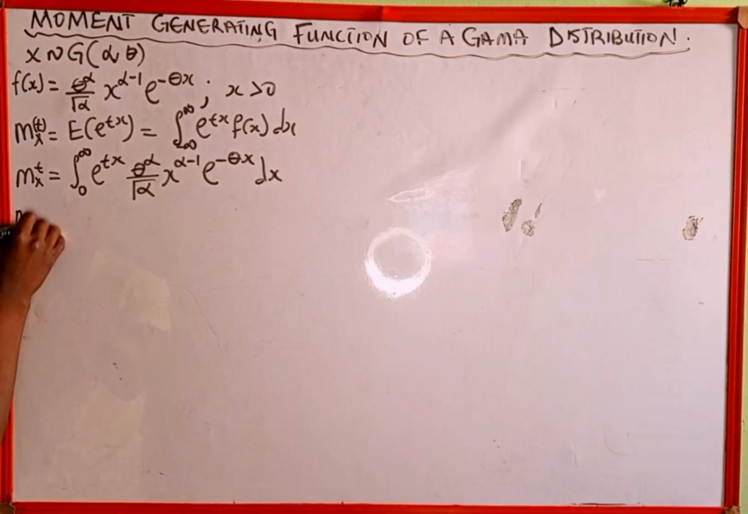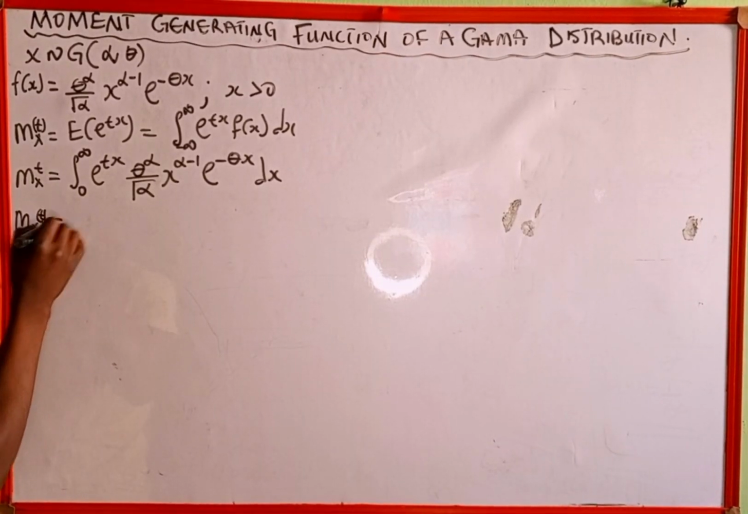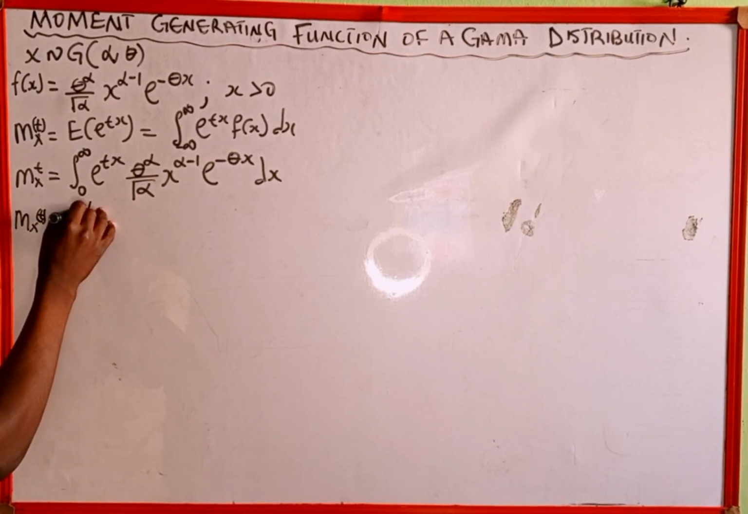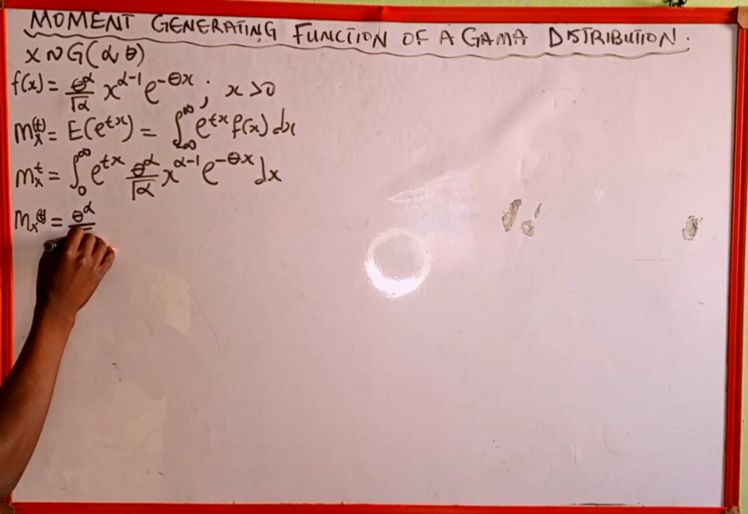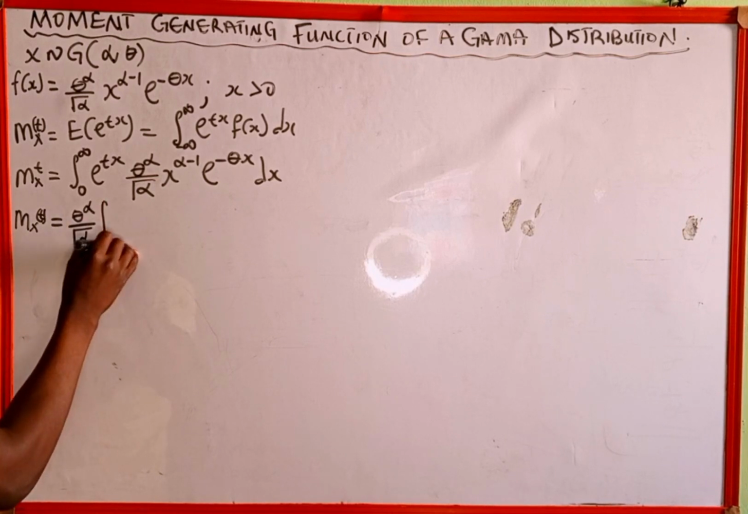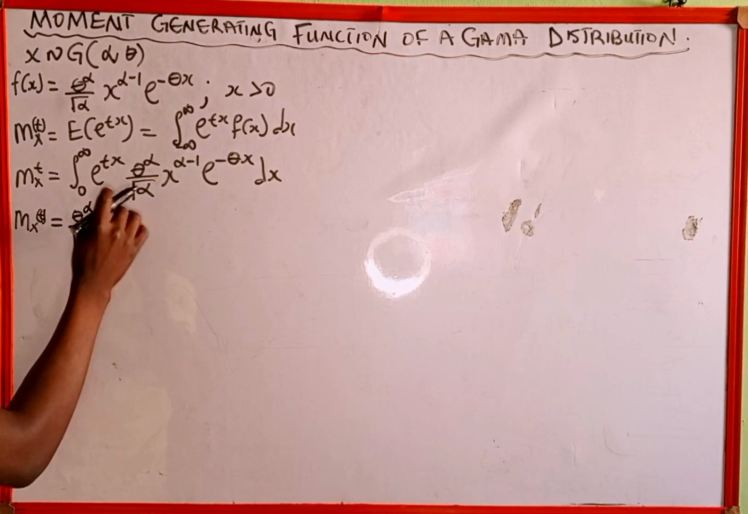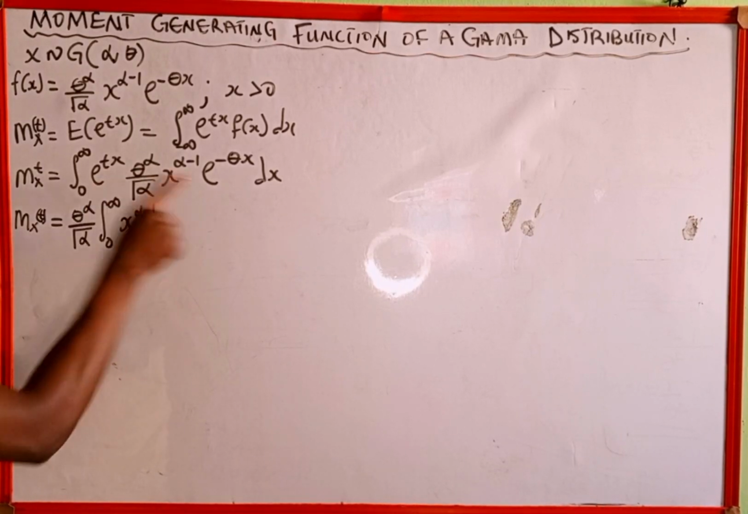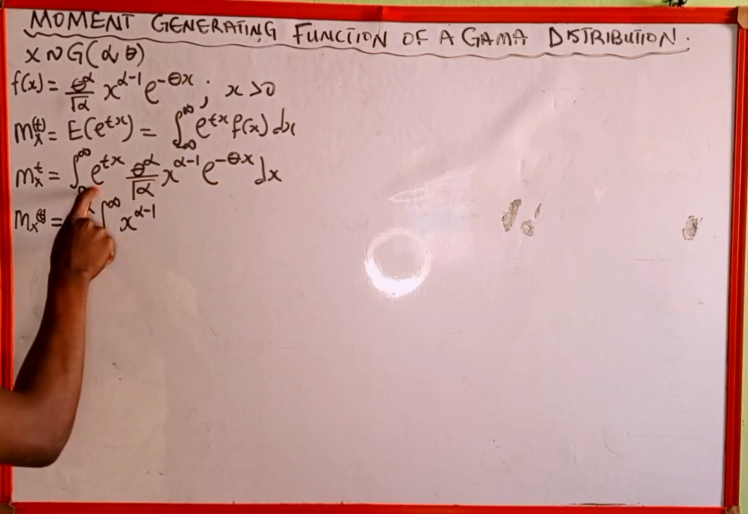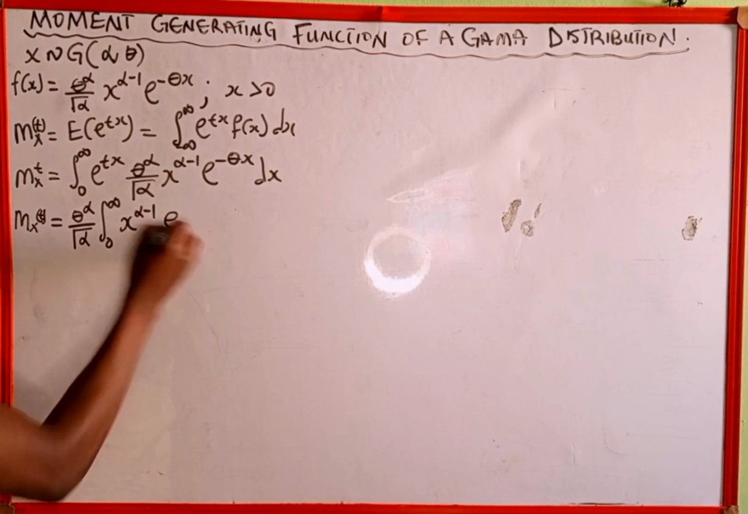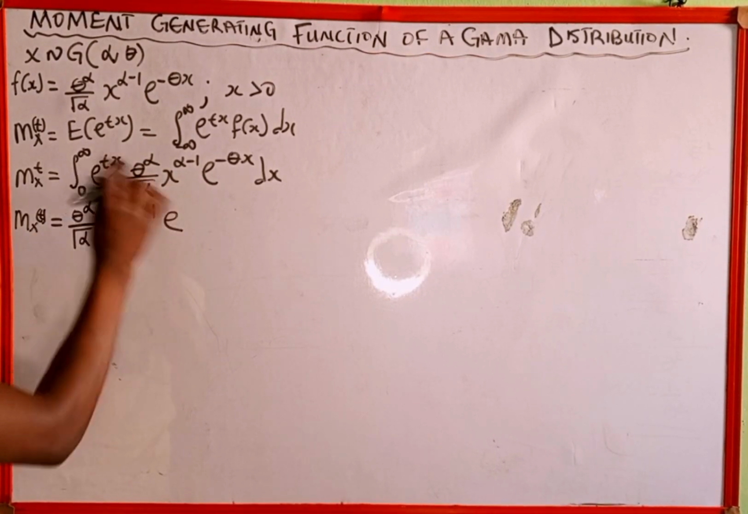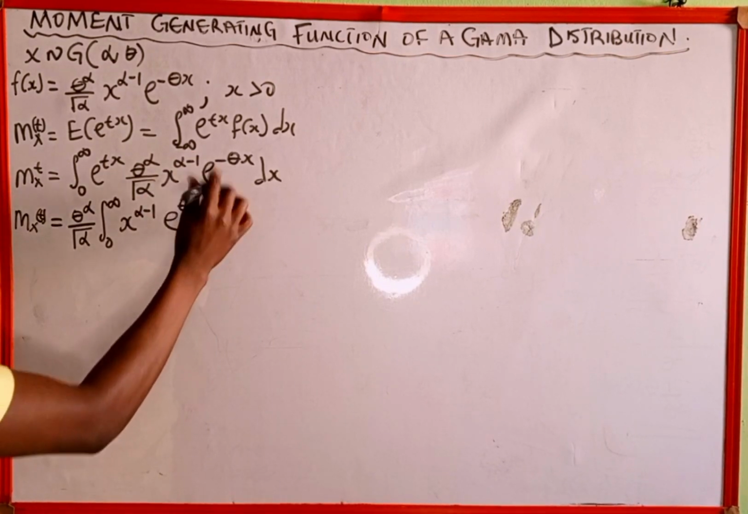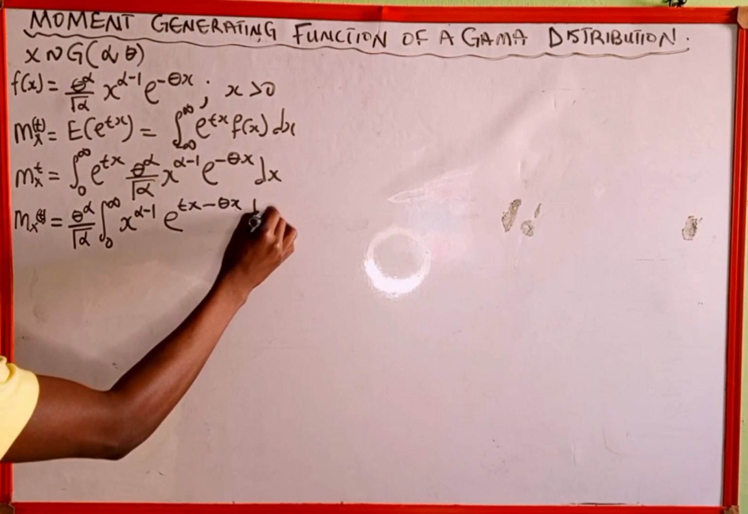So M sub X of t will be equal to what? We're going to take this constant out. It's going to be theta raised to the power of alpha all over gamma of alpha, then the integral from 0 to positive infinity, then x to the power of alpha minus 1. Then we are going to multiply these two together. Since the bases are the same, we write one of the base, then we add the powers. So the first power is tx, then plus and minus is going to be minus, then theta x dx.